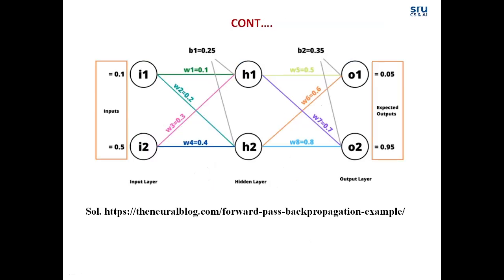Now similarly we are having another network, this is again a back propagation network with input layers, and here the expected output, meaning the target value, is given. So we have to go for a forward pass, and then calculate the error. Based on this error we have to go for the chain rule of differentiation and calculate the updated weights. The whole solution can be found on this link.